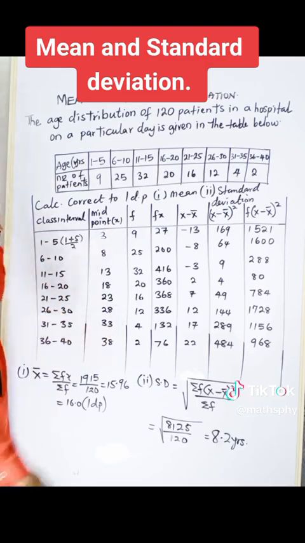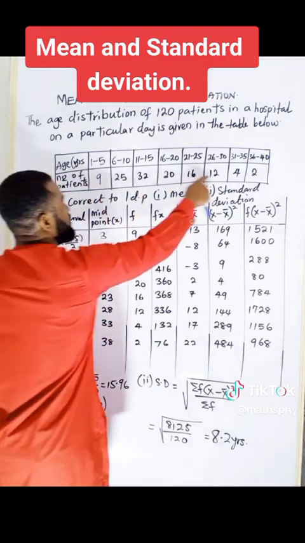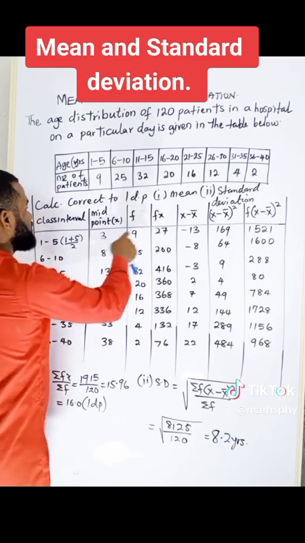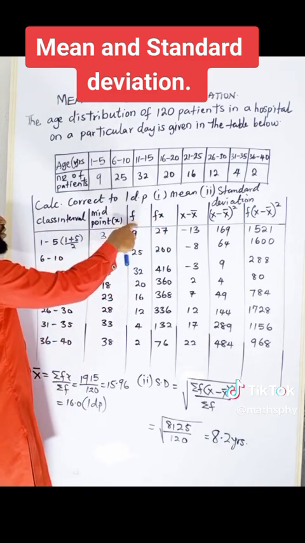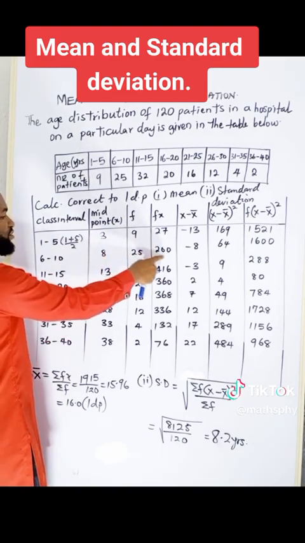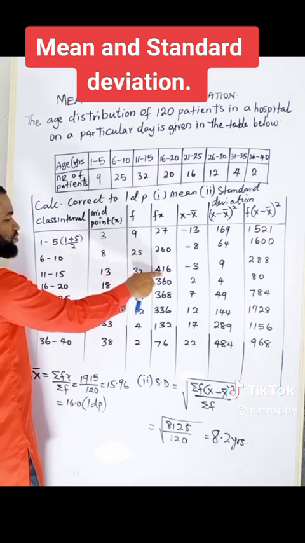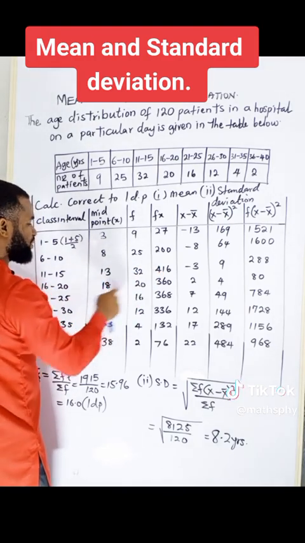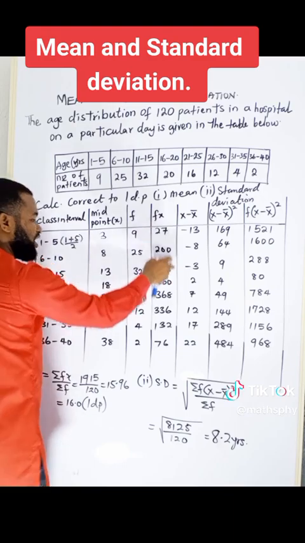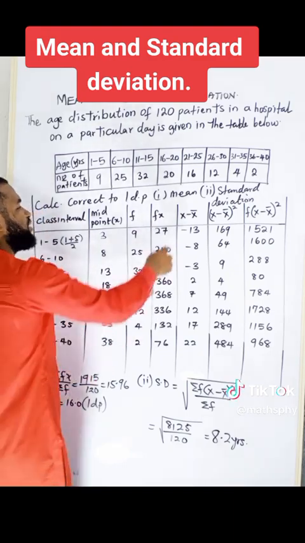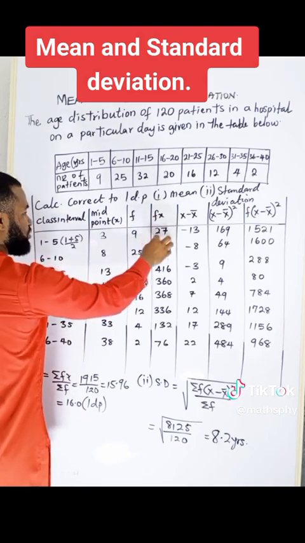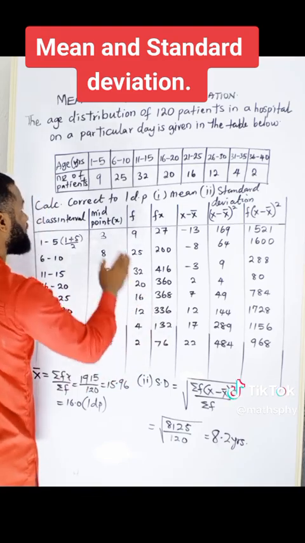Now, after generating this column, remember f is already given here, so you just write all of them down. Then this is fx, this is x, and this is f. All you say is 3 times 9 is 27, 8 times 25 is 200, 13 times 32 is 416. You multiply all of them, and that is how this column is formed. Now, when you have gotten your table, you use it to find the mean first.